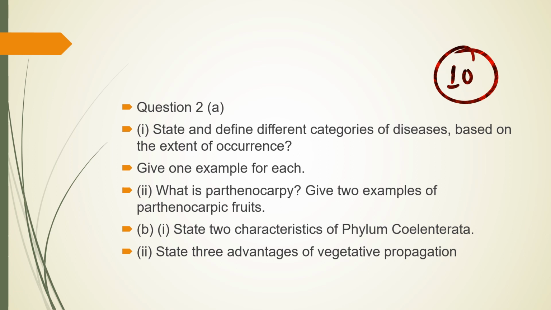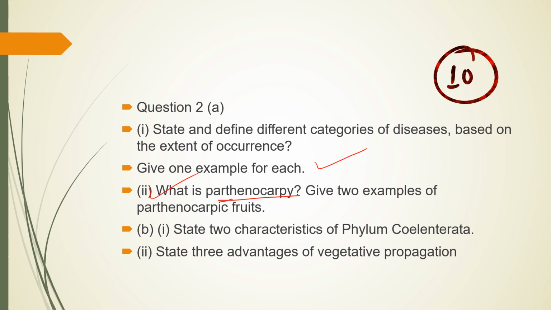Now next one is question number 2. In this category there are mainly subjective questions. All the previous categories of questions we have already discussed in the previous two question papers. Here, state and define the different categories of diseases based on the extent of their occurrence. So how are diseases categorized based on the extent of their occurrence? Now give one example of each of those diseases.